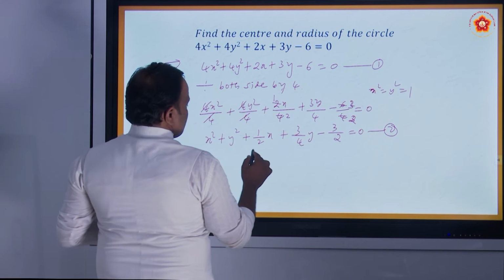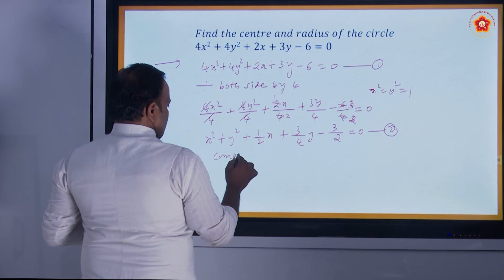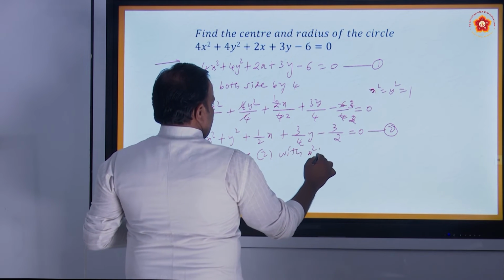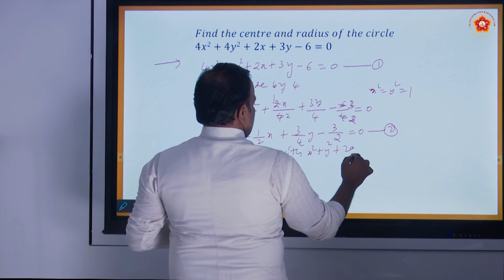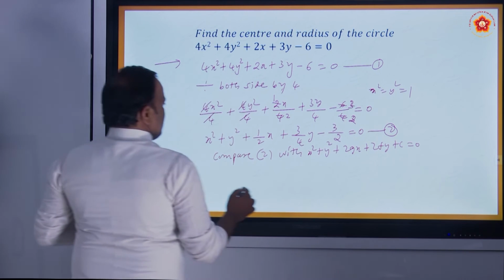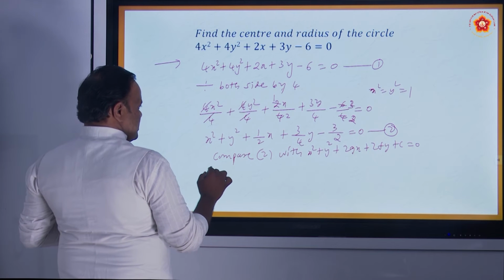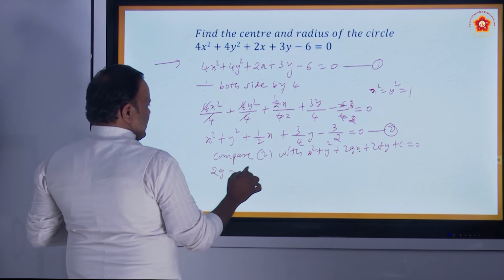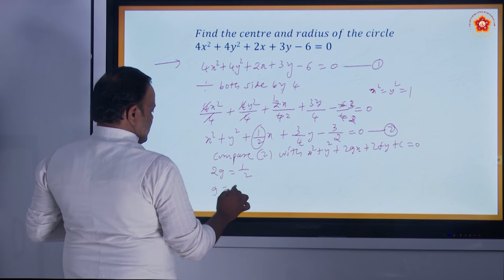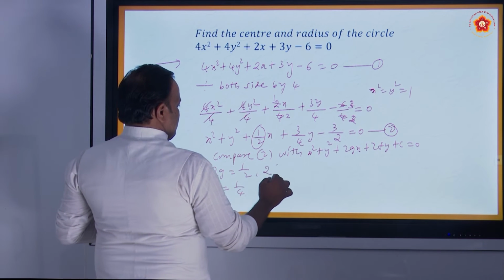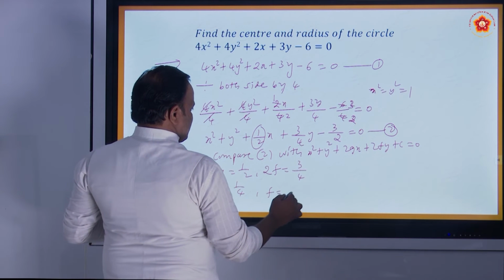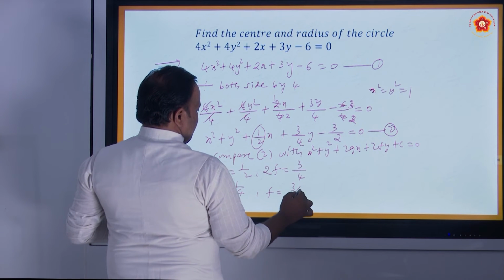So compare this equation with x square plus y square plus 2gx plus 2fy plus c equal to 0. This is 2g. Clearly 2g is nothing but the coefficient of x, which is 1 by 2. So g is nothing but 1 by 4. 2f is nothing but 3 by 4, so f is nothing but 3 by 8.